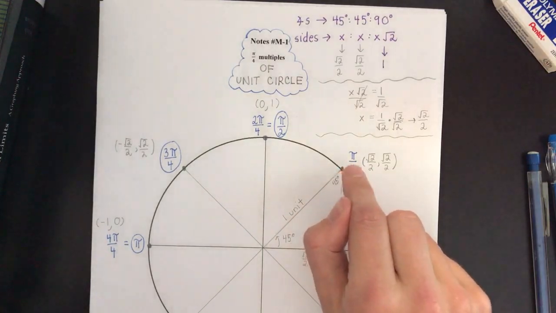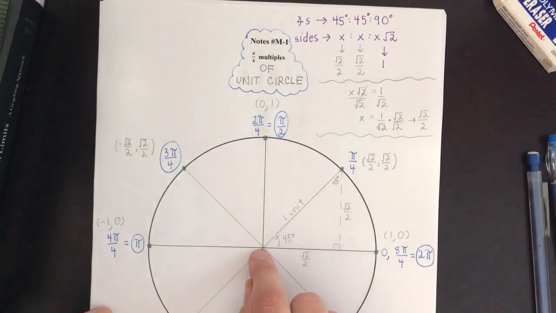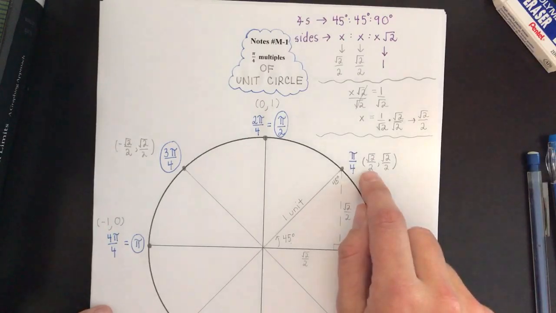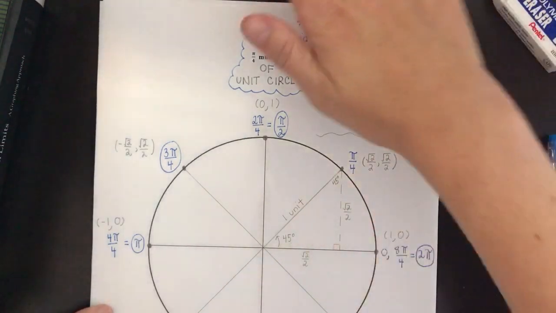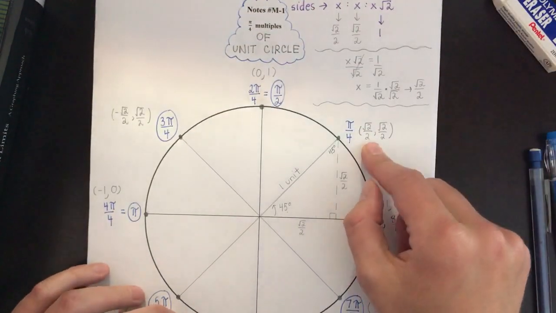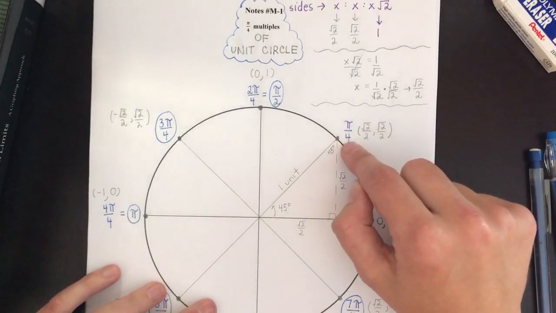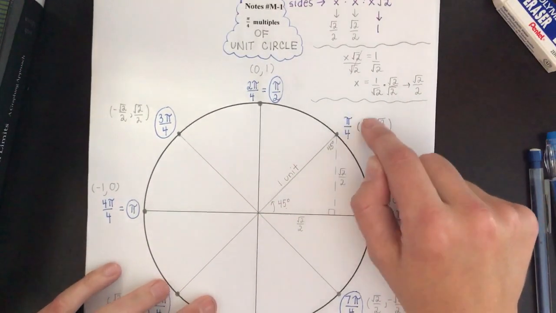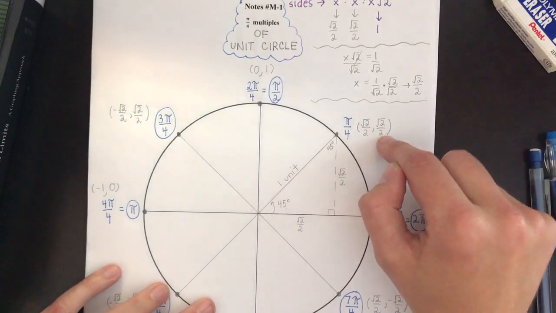That tells us our coordinate here at this point. So if from the origin this side length is square root of 2 over 2, then we go right square root of 2 over 2 units, and we go up square root of 2 over 2 units. You never need to remember this part again. You just need to remember this part. So at the angle measure of pi over 4 in radians, this coordinate is square root of 2 over 2, comma, square root of 2 over 2.